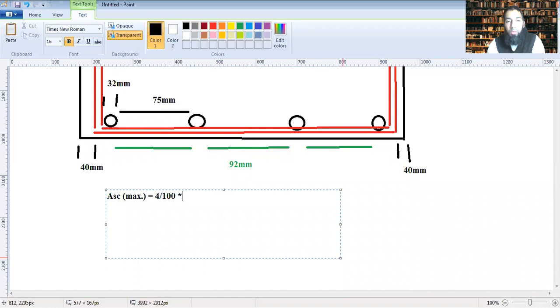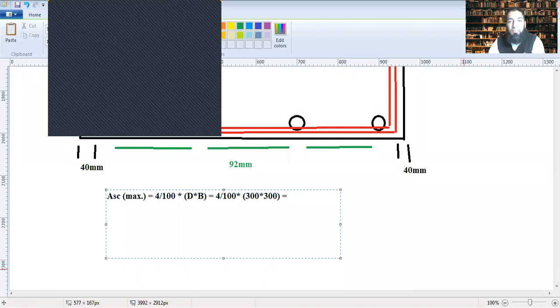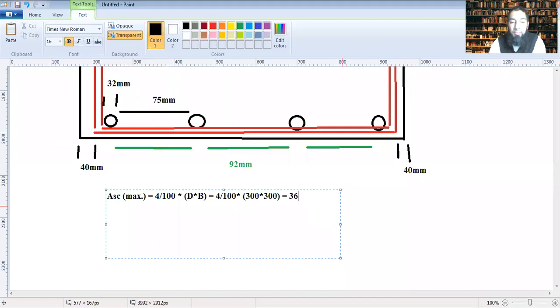So that's 4 by 100 of the gross cross sectional area, or you can say D into B, whatever you want to call this. Then this is 4 by 100 of 300 cross 300. How much is this? 3,600 mm square.